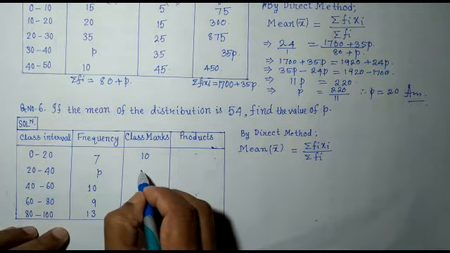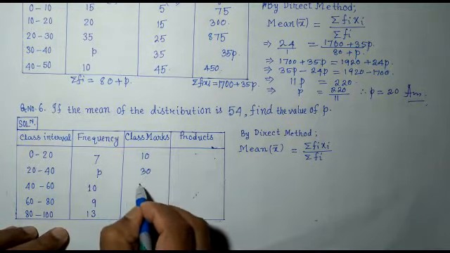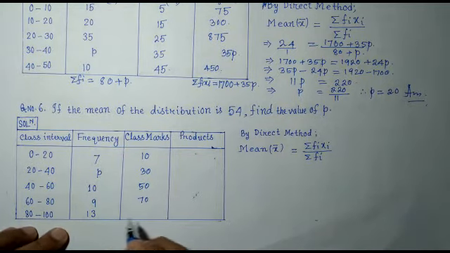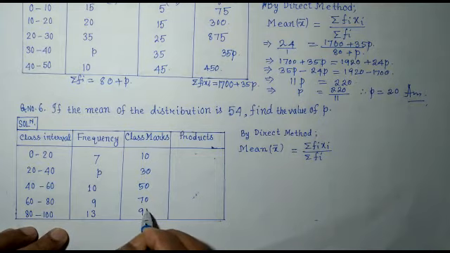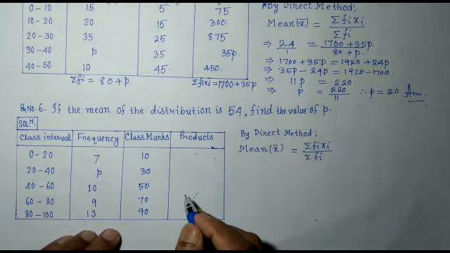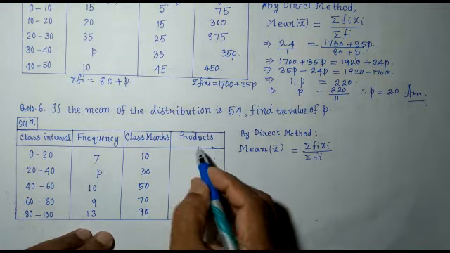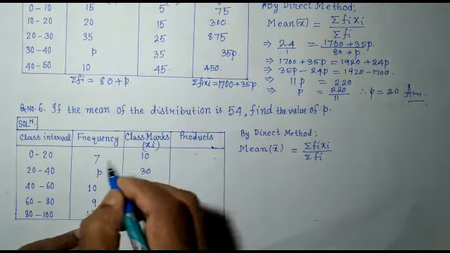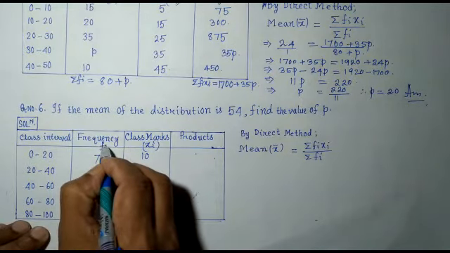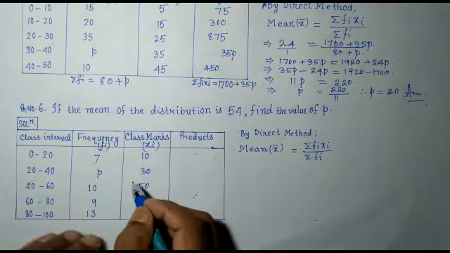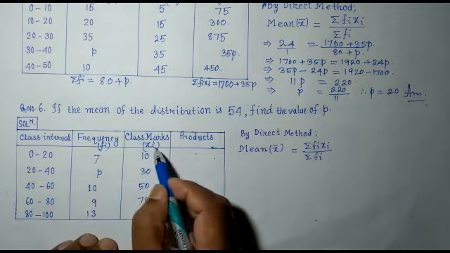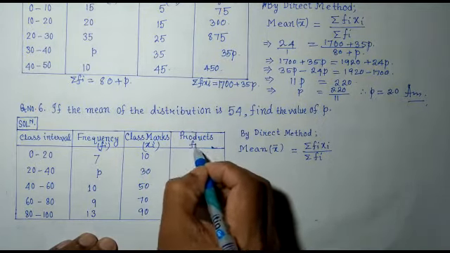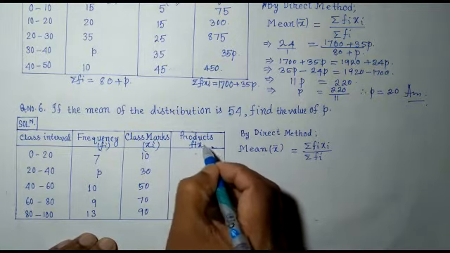So 10 plus 20 is 30, plus 20 is 50, plus 20 is 70, plus 20 is 90. So these are the class marks. And now we have to write the product. Class marks in symbol is xi, and frequency in symbol is fi. When we multiply fi by xi, this line we will multiply by this line. So this is our product fi into xi.